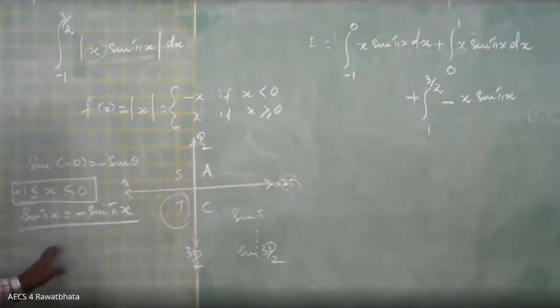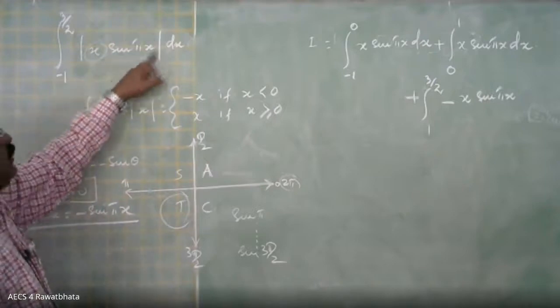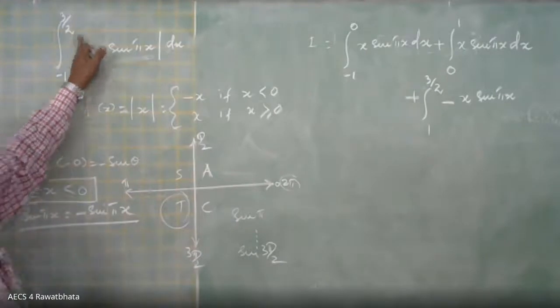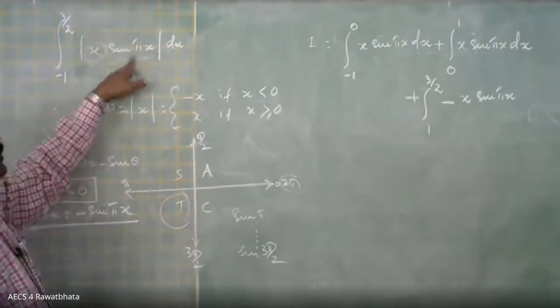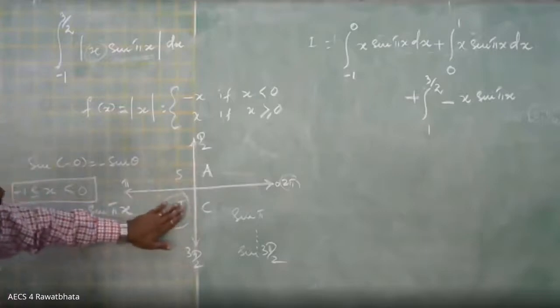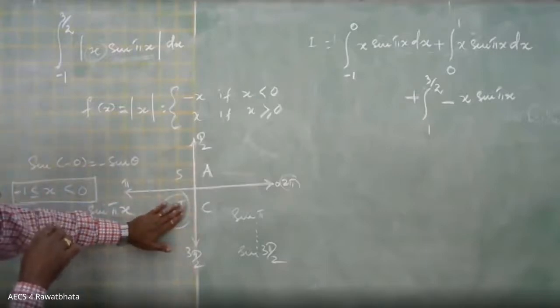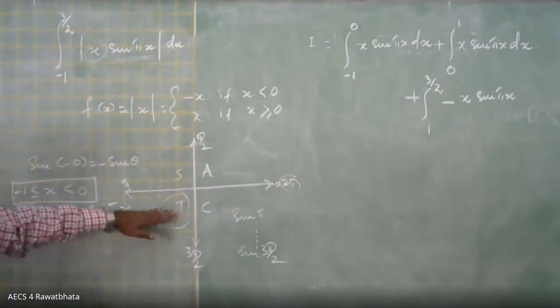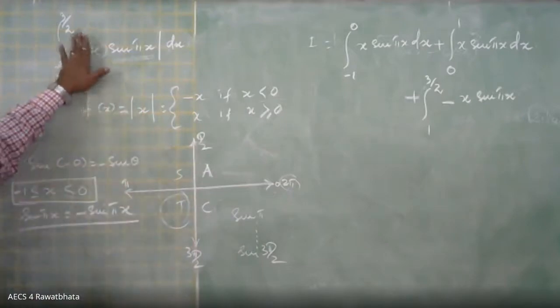So that is negative. Sine pi x is negative, and x is positive. So the whole of x times sine pi x is negative in the third quadrant here, for the limit x from 1 to 3/2. So that is negative.